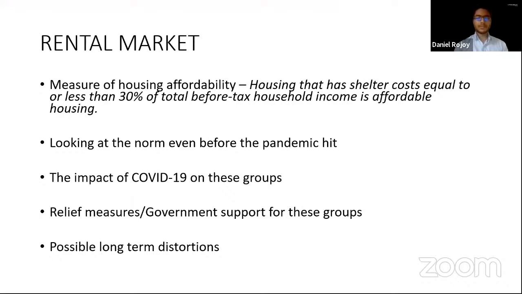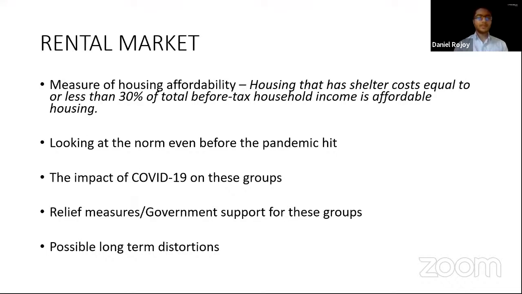Okay, so this is our methodology that we followed for our analysis. We wanted a quantitative measure for housing affordability before we started analyzing, and that is the measure of housing affordability that you see there. It says that if people are spending more than 30% of their total income before tax on housing, on their shelter needs, then that means that their housing is unaffordable, or they're having some issues with affording their housing needs.